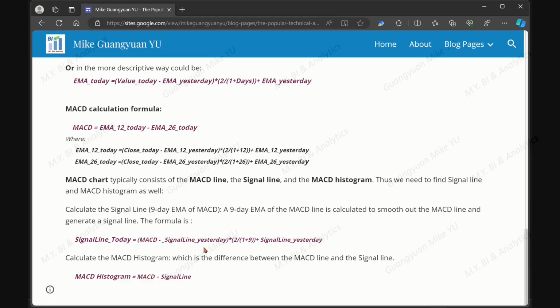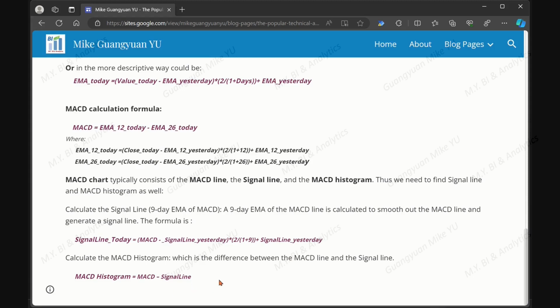Step 4. Calculate the signal line, the 9-day EMA of MACD. A 9-day EMA of the MACD line is calculated to smooth out the MACD line and generate a signal line. The formula is signal line today equals (MACD minus signal line yesterday) multiplied by 2 divided by (1 plus days), then plus signal line yesterday.